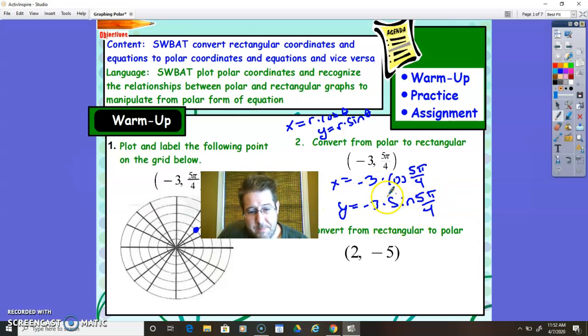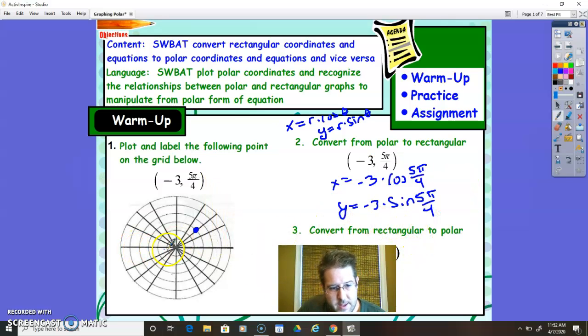Now, these are actually going to be the exact same answer, and the reason why is because 5π/4 is right here, as we had talked about, in the third quadrant, and sine and cosine are both negative in the third quadrant. So for π/4, sine of π/4 is square root of 2 over 2. So this is actually going to be negative square root of 2 over 2 for both sine and cosine.